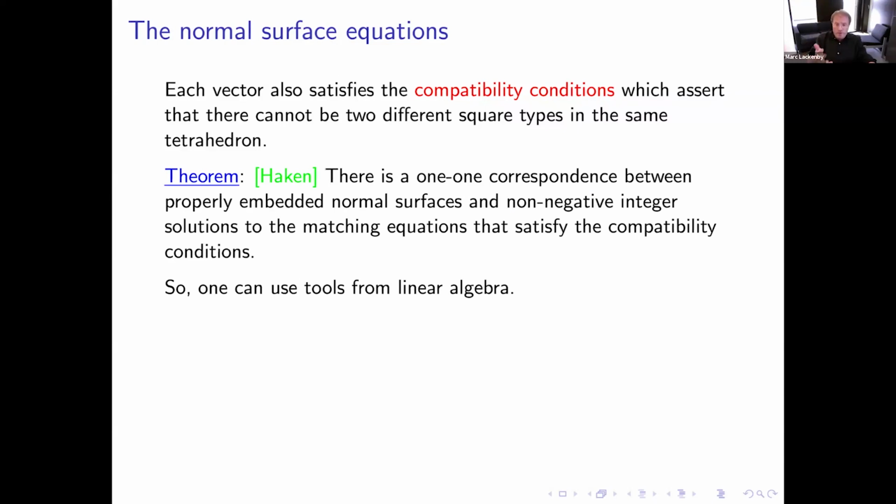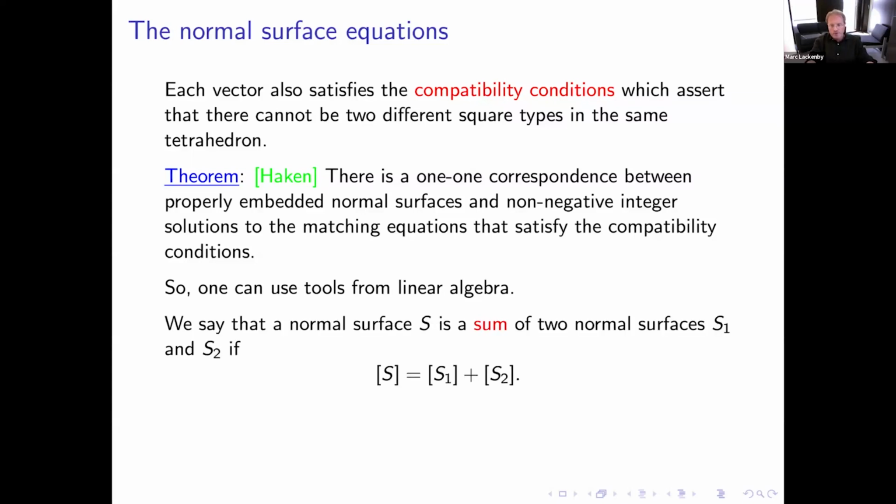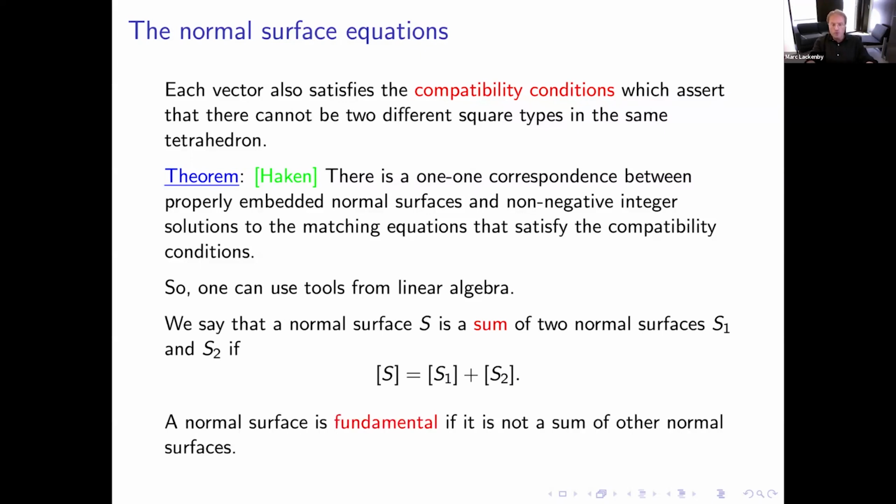So, although it's not obviously a good thing to do, this is what Haken did. He translated questions about normal surfaces into what's not much more than linear algebra. And one basic tool from linear algebra you get is the notion of the sum of two surfaces. So we say that a normal surface S is a sum of two normal surfaces S1 and S2 if their vectors add in that way. And a surface is called fundamental if it's not a sum of other normal surfaces.